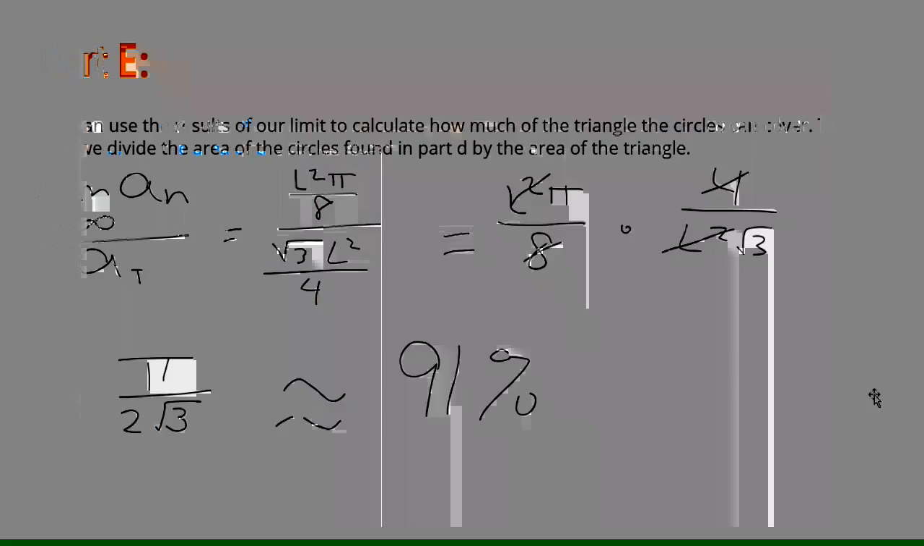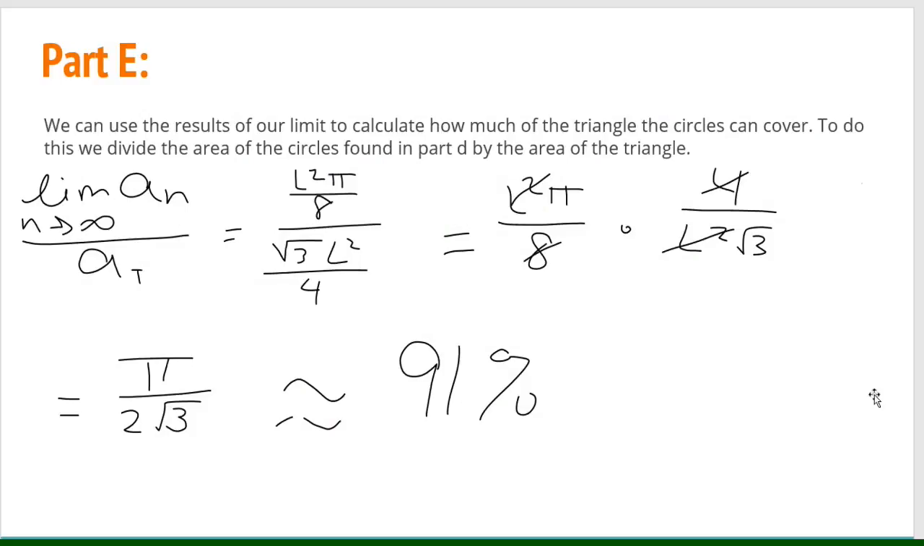Okay, for part E, we're asked to find what percent of the triangle's total area will be covered by circles as n approaches infinity. We can find this by taking the limit as n approaches infinity of a sub n, which is the total area of the circles, and dividing it by the equation of the area for an equilateral triangle, which is root 3 L squared over 4. And so we divide that, and using simple algebra, the L squareds cancel out, and it becomes pi over 2 root 3, which is approximately 91%. So the most area that the circles could possibly cover of an equilateral triangle is 91%.